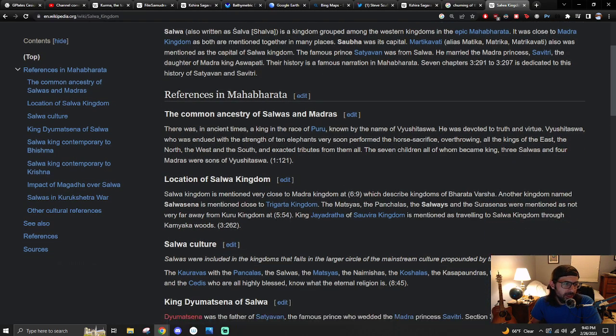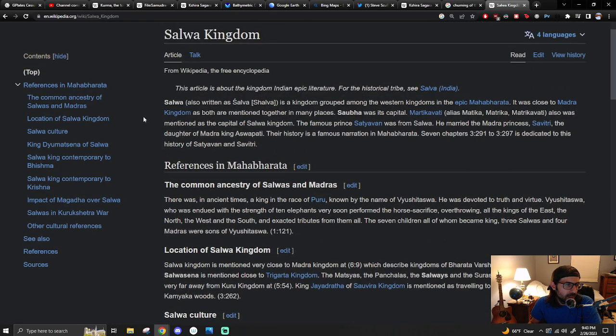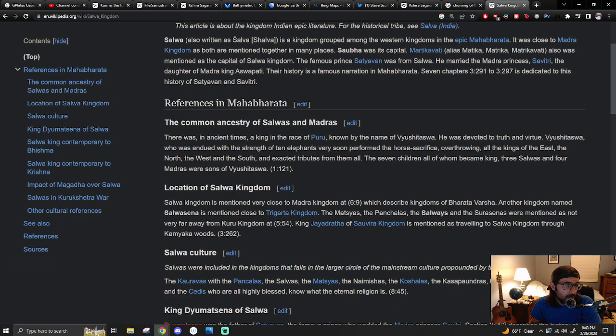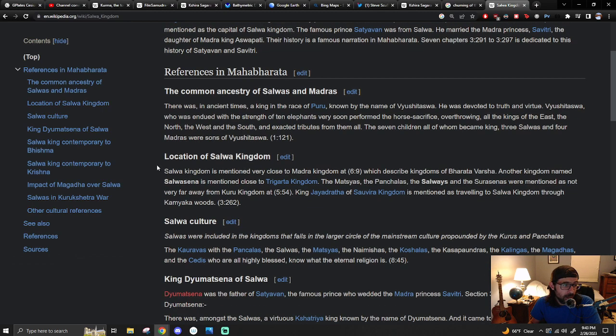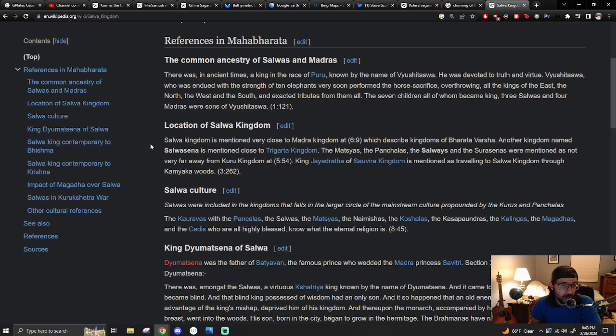King Salva. And Dude, with the strength of 10 elephants, very soon performed the horse sacrifice, overthrowing all the kings of the east, the north, the west, and the south, and exacted tributes from them all. 7 children, all of whom became king, 3 Salwas and 4 Madras, were sons of Vyashitaswa. Salwa kingdom is mentioned very close to Madra kingdom.